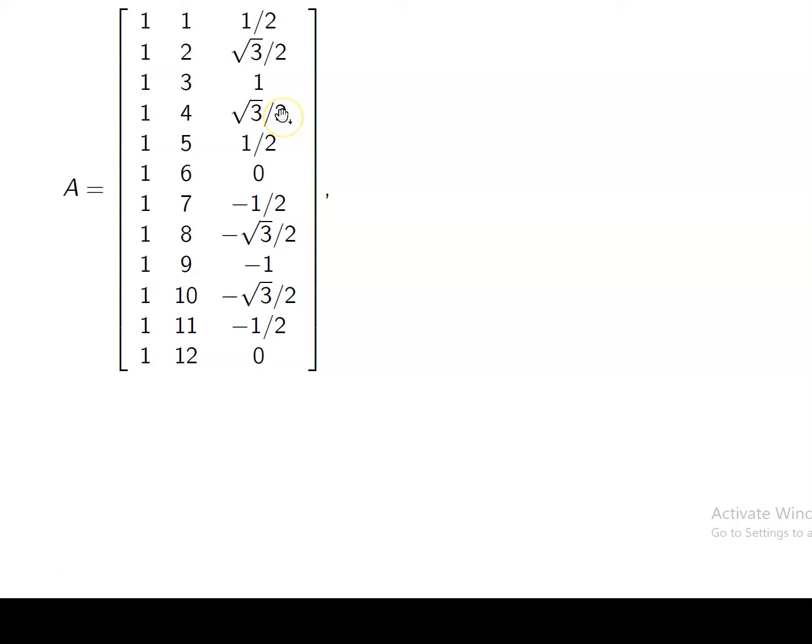120, 150, 180, right? And then so forth through the bottom half of the unit circle. So we're just going by basically 30 degrees at a time, right? And that's why we got the 12. So that's how I make my matrix A, okay?